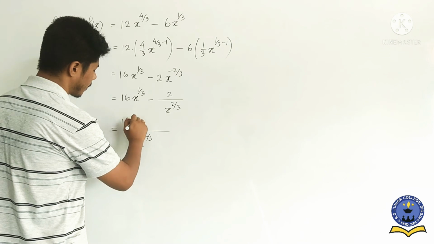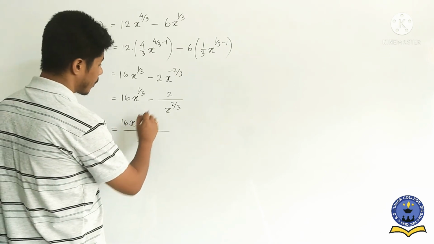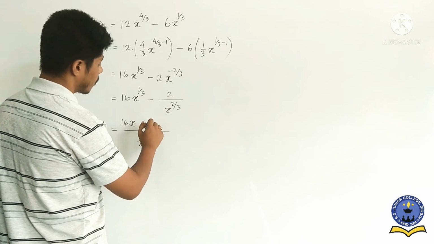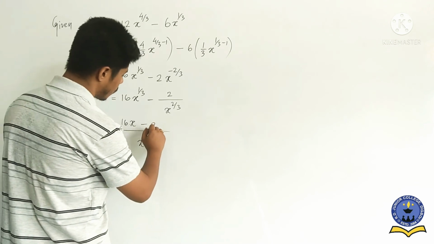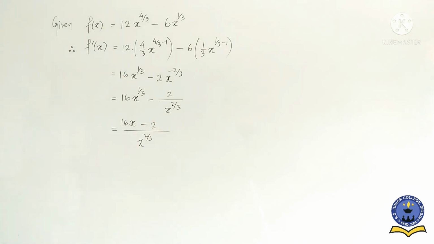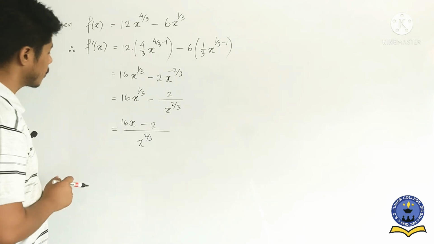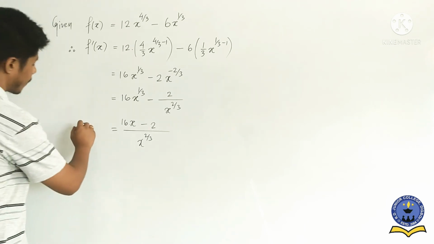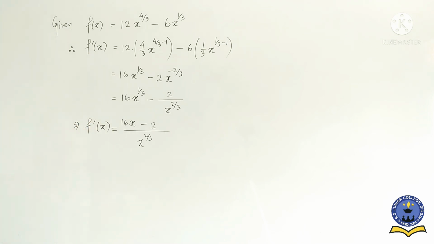Simply here remains x to the power 1, that means x, minus in the second case here we get x to the power 2 by 3. The x to the power 2 by 3 cancels, ultimately here remains 2. So 16x minus 2 here we get, isn't it? So this one we get after differentiating: f dash of x equal to 16x minus 2 divided by x to the power 2 by 3, isn't it?